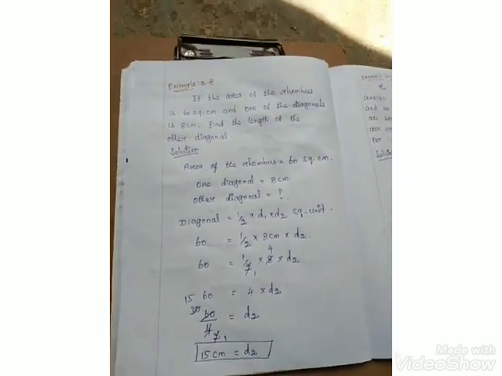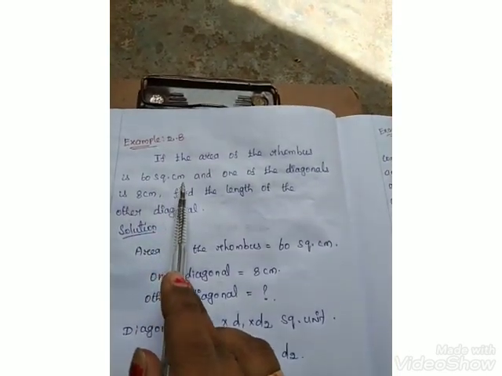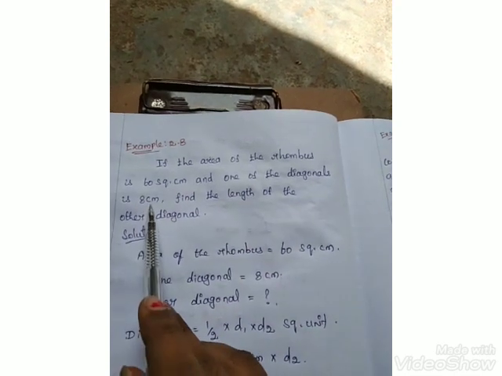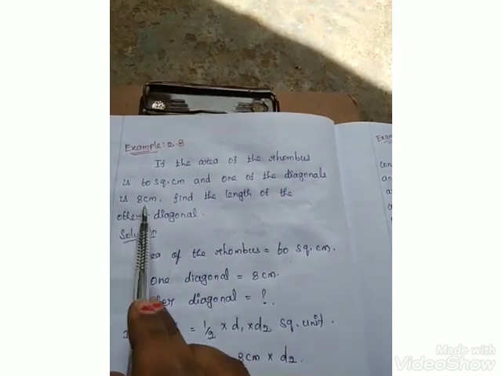Do you understand this sum? Listen, if the area of the rhombus is 60 square centimeter and one of the diagonals is 8 centimeter. So area of the rhombus is 60. Okay. Diagonal one side is 8 centimeter.